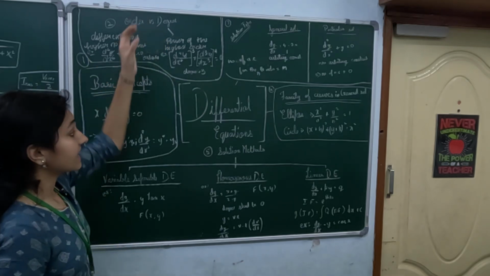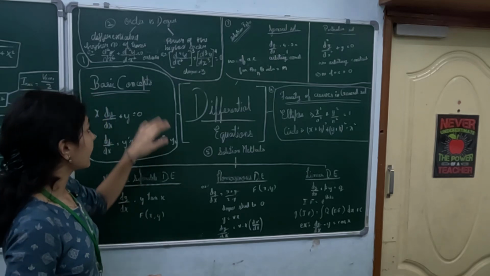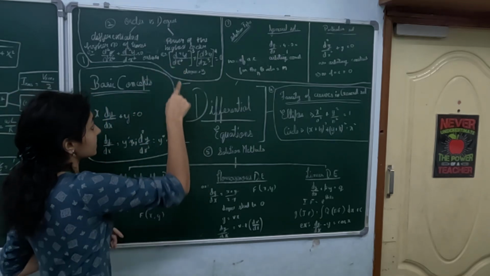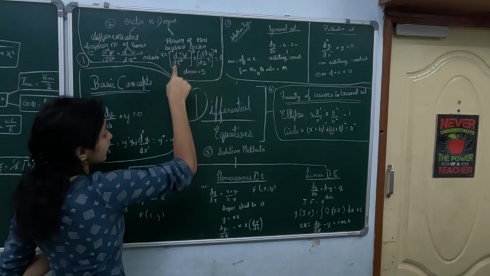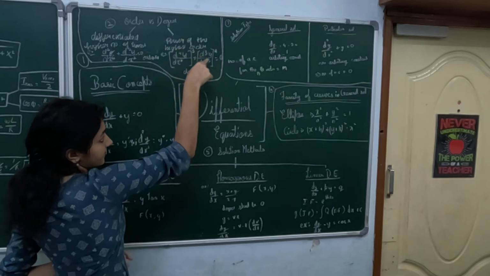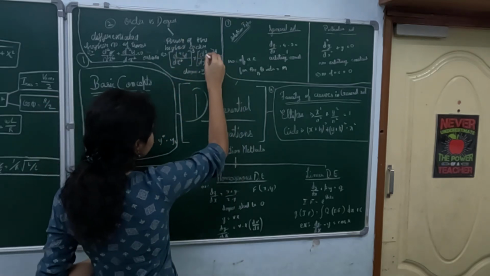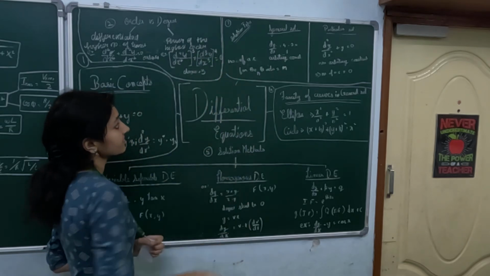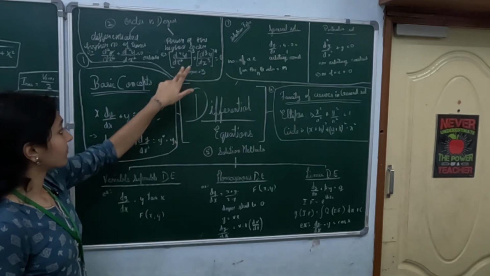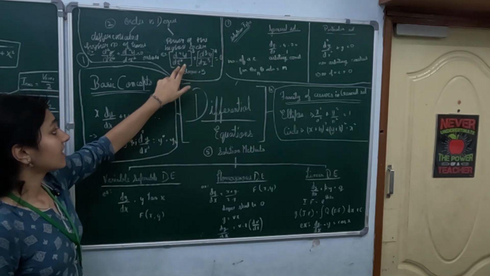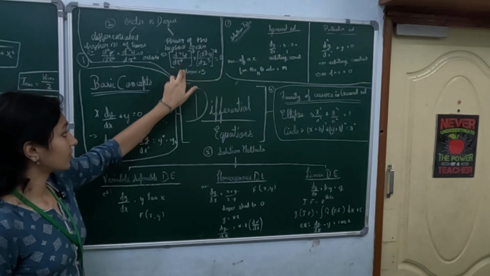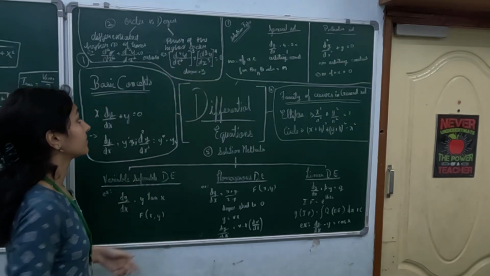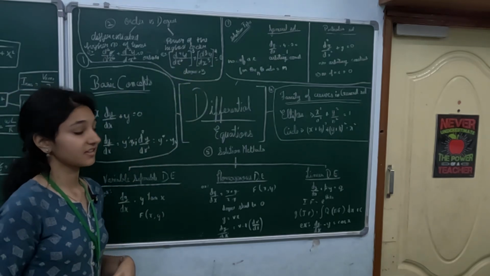And degree is the power of the highest order. Here I've created another equation, d power 4 y by dx power 4 whole power 3 plus d power 3 y by dx power 3 whole power 4. Here the degree is 3, because the highest order here is 4, and the power of the highest order is 3.